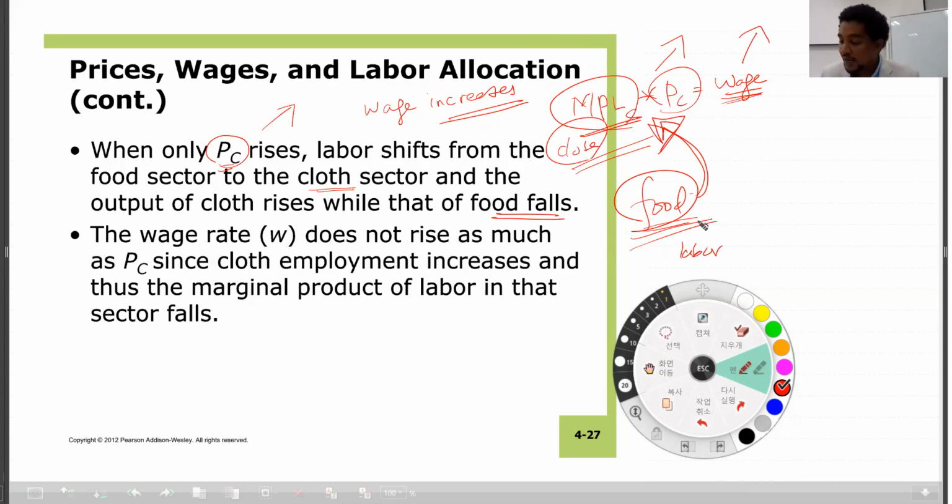So the wage rate does not rise as much as the price of clothes, since clothes employment increases and the marginal product of labor in that sector falls. This means that if we increase the price of clothes by 10%, it doesn't mean that the wage will increase by 10%.